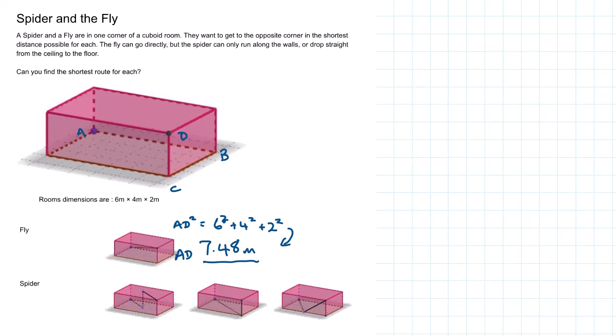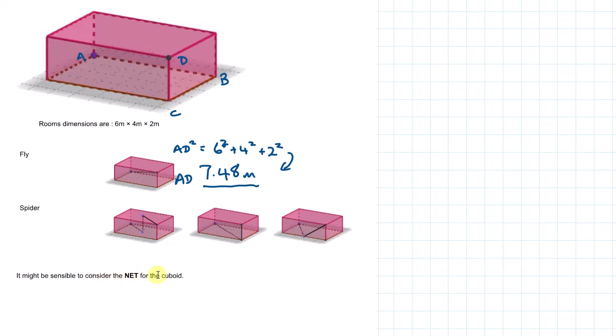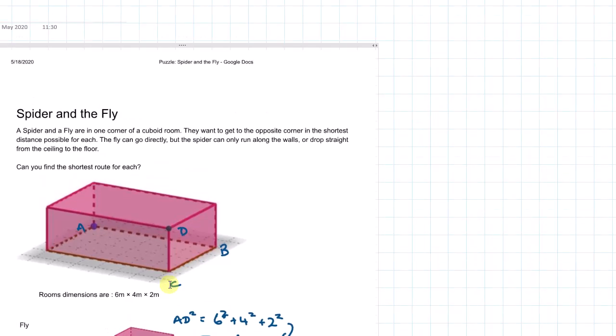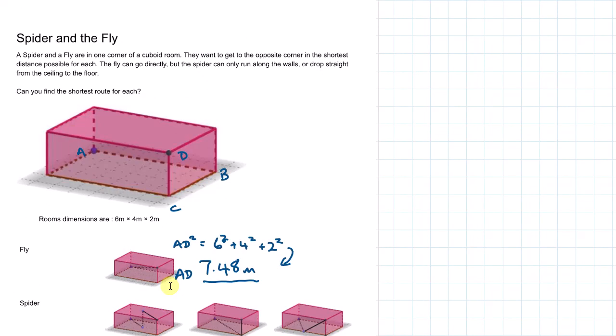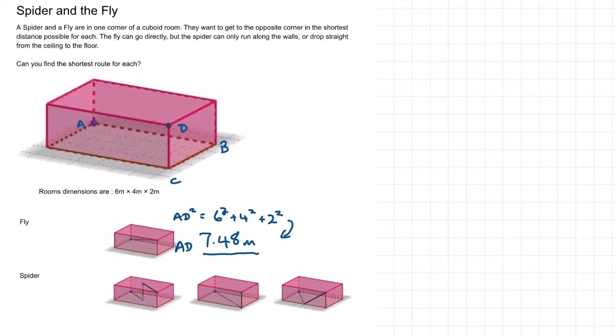So now we're going to consider the spider. Now there was a tip given on this one that it might be sensible to consider the net of the cuboid. So let's do a net of a cuboid. If I can get this screen to position nicely. There we go. So a cuboid, we have a base, and I'm going to use 1 square for 1 unit. So I'm going to draw the net. I think, can I do it full size? I might be able to do it full size actually.